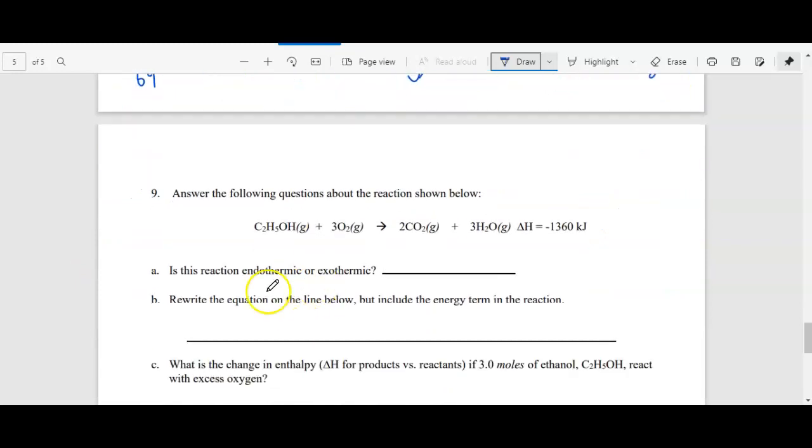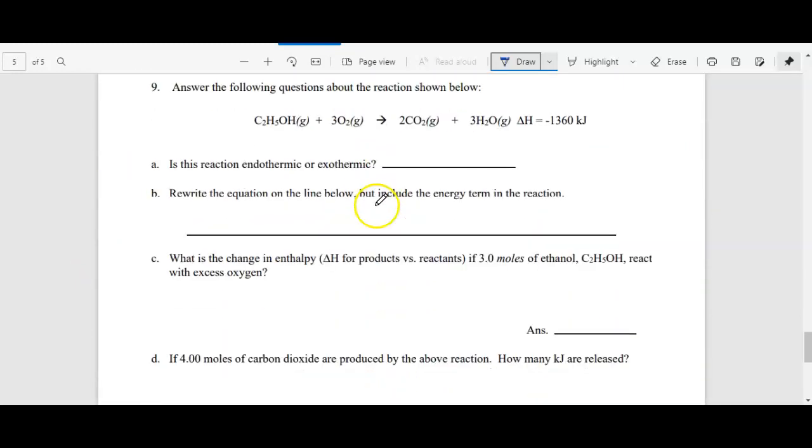We are going to look at one final thing on here. We're going to go ahead and run down this list, and then that will finish out our lesson on this part. Answer the following questions about the reaction shown below. C2H5OH plus 3 moles of O2 yields 2 moles of CO2 plus 3 moles of water, and delta H for this is negative 1,360 kilojoules. Letter A says, is this reaction endothermic or exothermic?